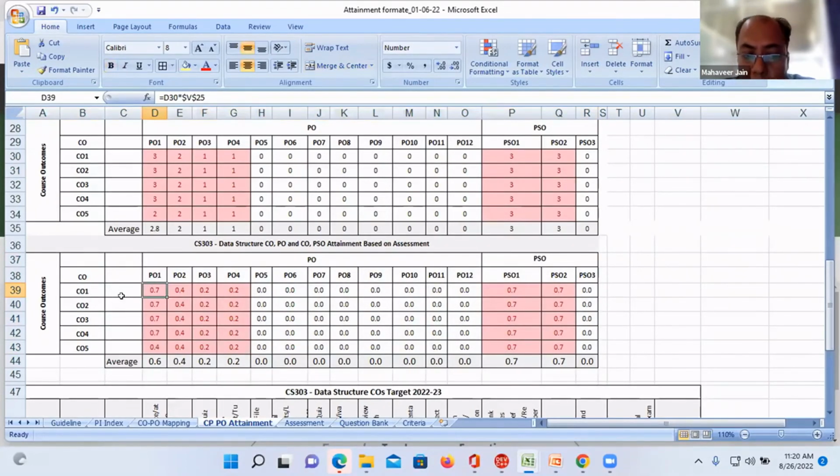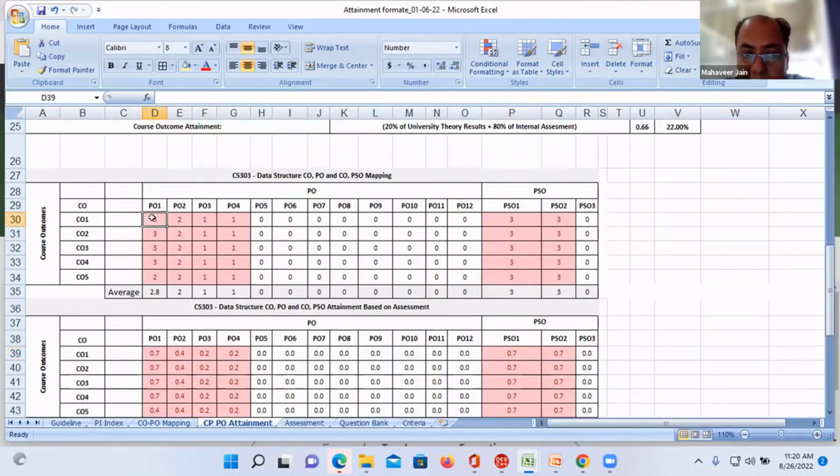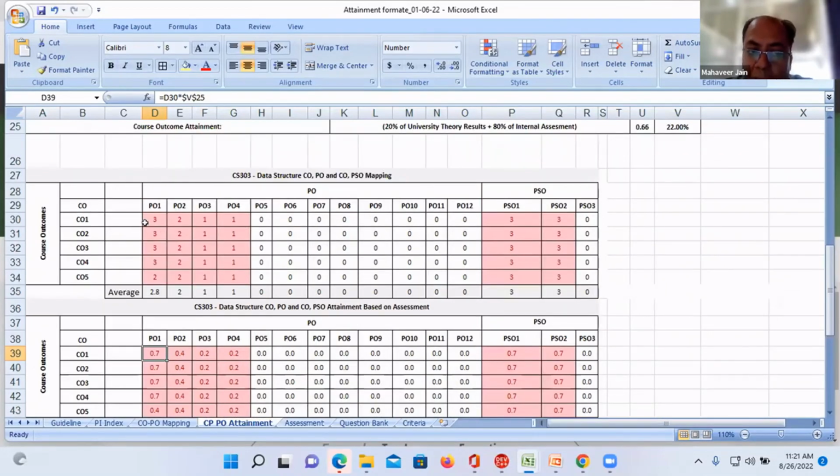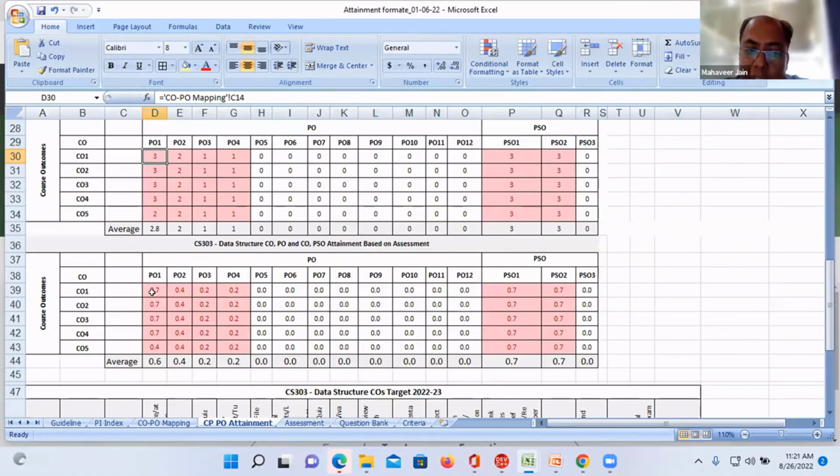Means CO1 has achieved 0.7 for PO1. Means at the time of mapping, I wrote the 3 here. But when I did the assessment, I got only the 0.7. Getting my point? Yes. So at the time of mapping, I just decided that my CO1 is highly mapped with the PO1 as 3, but I did the assessment. When my students performed, depending on the marks, I got only a 0.7. Means I need to improve here.